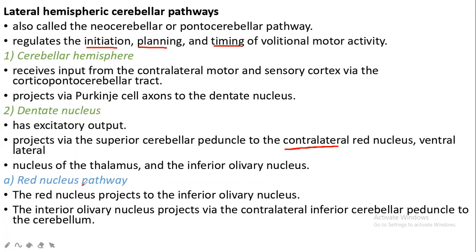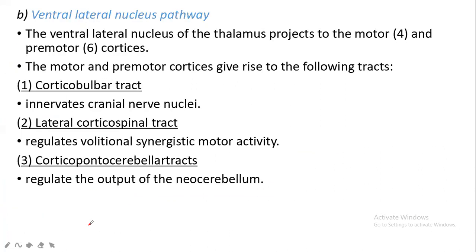Then here we see the red nucleus pathway. The red nucleus projects to the inferior olivary nucleus via what is called the medial tegmental tract. Then the inferior olivary nucleus projects via the contralateral inferior cerebellar peduncle back to the cerebellum. The circuit is done. All right, so that is what we see there.